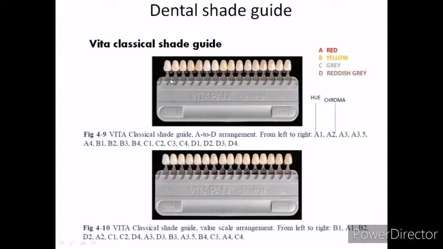So now let us see about the A to D arrangement. What does A to D stand for? A to D stands for the hue, that is the color. A stands for red, B is yellow, C is gray, and D is reddish gray. So red followed by yellow, then gray and reddish gray. So A is going to be a hue, and the degree of saturation is mentioned in number, that is chroma. 1, 2, 3 is the degree of saturation. I hope you understand this.